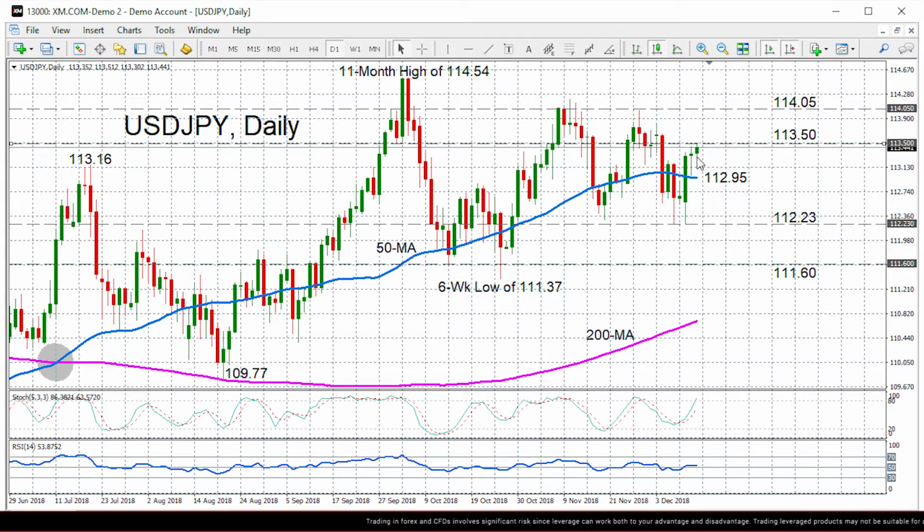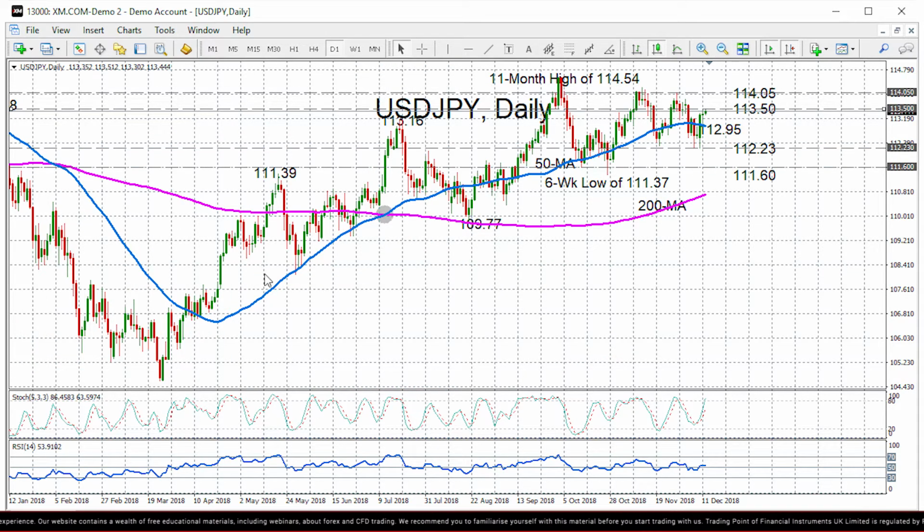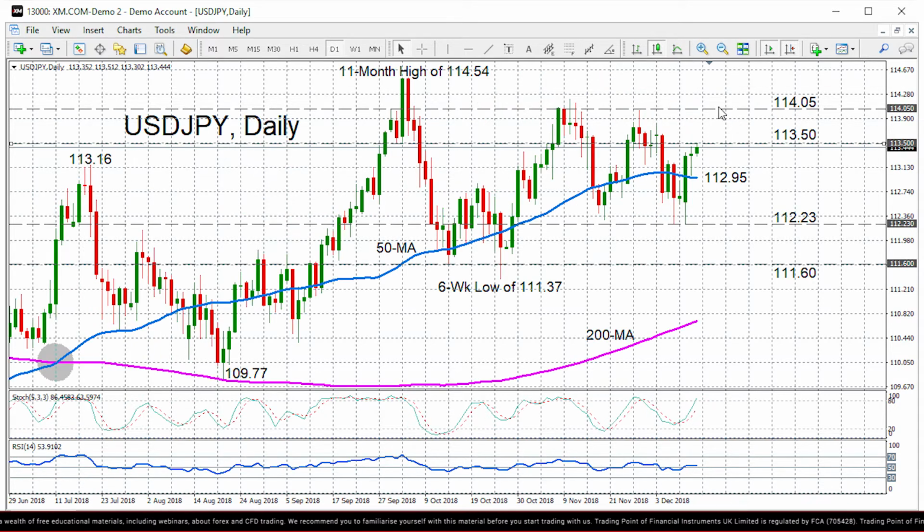At the moment, there is strong resistance coming from the 113.50 area. We would need to see the pair break above that region in order to be able to then test the 114 handle. There is strong resistance there as well, around 114.05, and then a break above that level, the pair would then be able to challenge that 11-month high 114.54 from back in early October, and then it would be able to resume that longer-term uptrend that started all the way from back in March.